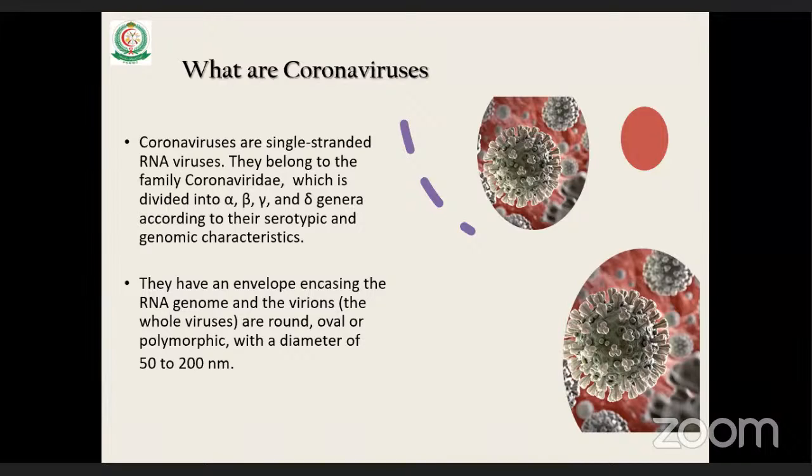All coronaviruses have an envelope that encases the RNA genetic material. They differ in shape: round, oval, or polymorphic, with a diameter of 50 to 200 nanometers.